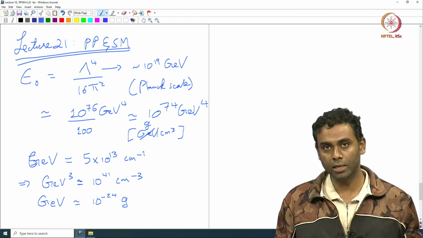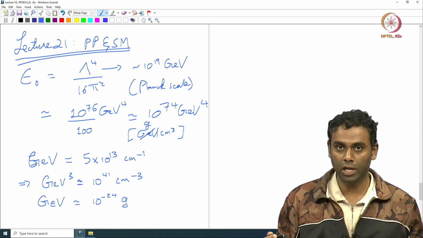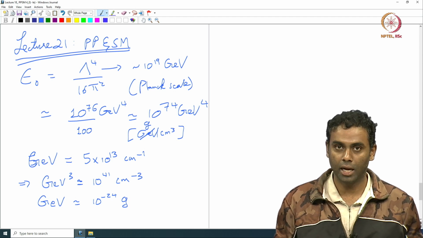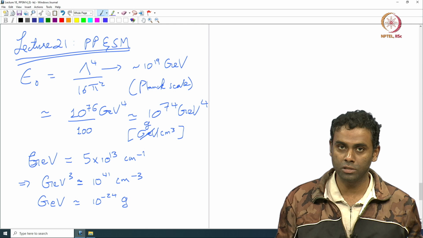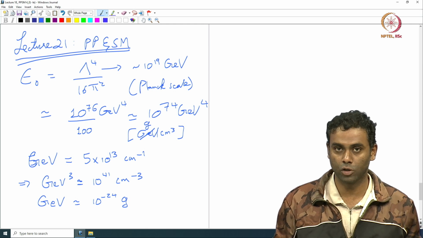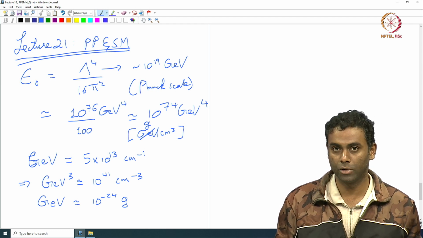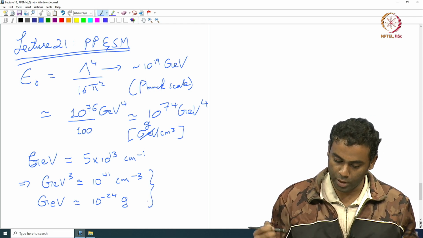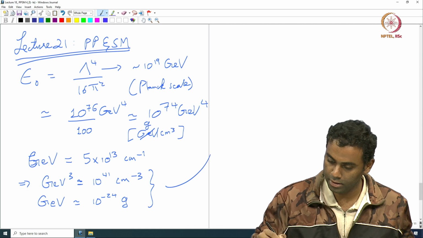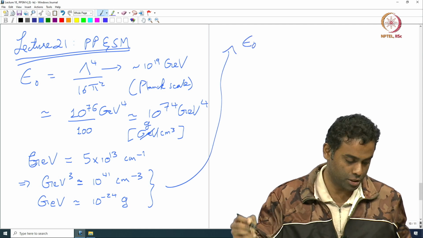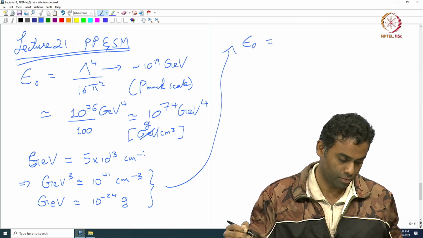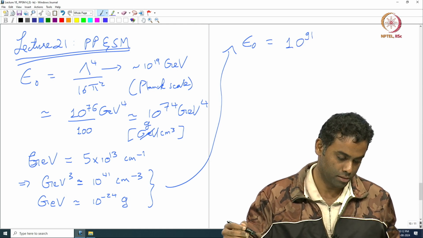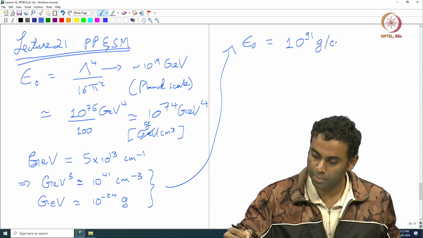Okay, how do I know that? Because I know what Avogadro's number is, that is 6 times 10 power 23, roughly 10 power 24. If I have an Avogadro number of protons, what is that? That is exactly what a gram is, because a proton is roughly a GeV. So I just use that fact, and when I put this together, what do I get? I get epsilon 0 is 10 power 91 grams per centimeter cubed.